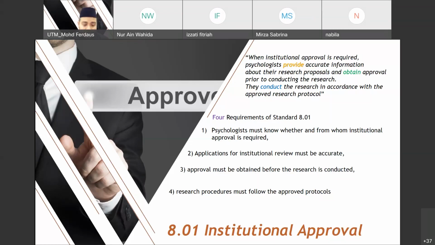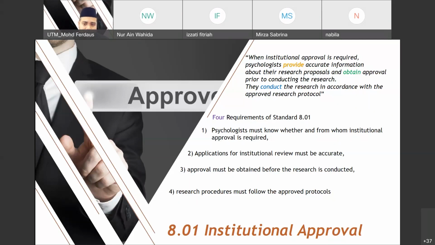We need to mention whether our research is going to involve human beings, animals, teenagers, underage children, school children, toddlers, or parents. We need to mention this in detail in the proposal.